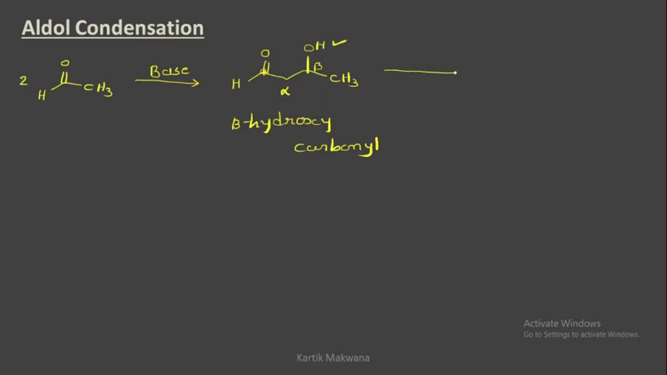And then there will be dehydration. So after dehydration, the H2O molecule will be removed and we will get the alpha beta unsaturated carbonyl like this. Here is the CH3 as it is. Here is the alpha position from the carbonyl carbon, and here is the beta position, and between the alpha and beta position there is a double bond. So it will be named as the alpha beta unsaturated carbonyl compound, right?